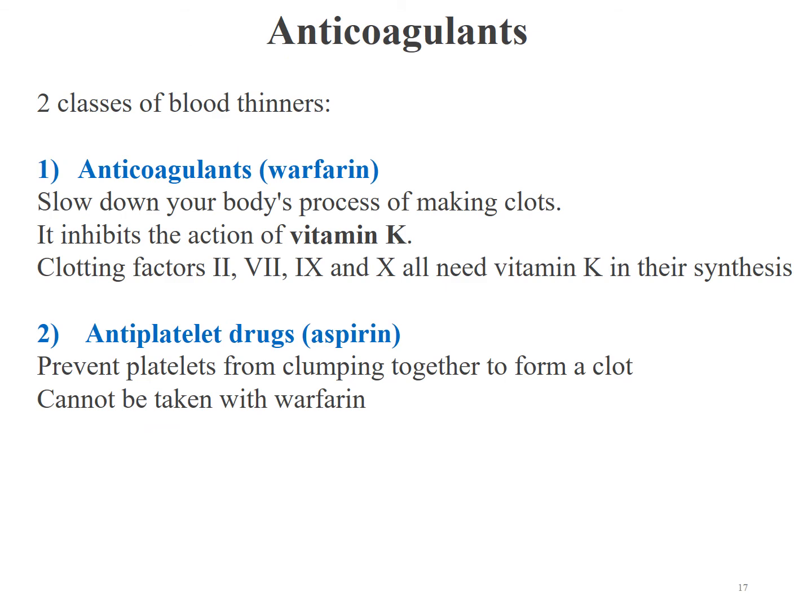So these are the two classes of blood thinners to treat people with a tendency of getting stroke. The first one is anticoagulants such as warfarin and heparin, and they slow down your process of making blood clot by inhibiting the action of vitamin K. Why is it vitamin K? Because as mentioned, vitamin K is required in the synthesis of many blood clotting factors. While the second type is antiplatelet drugs such as aspirin.